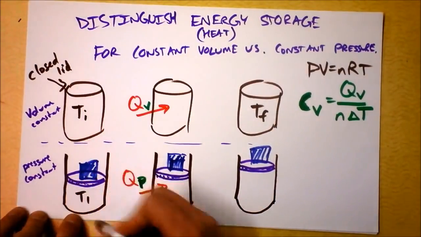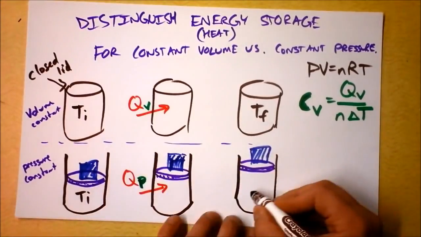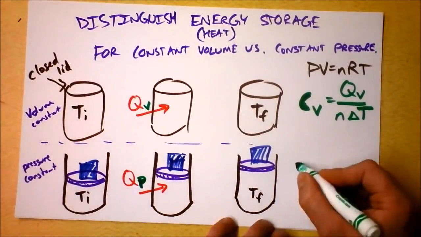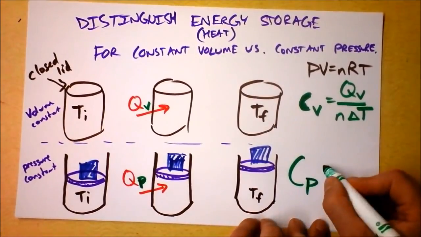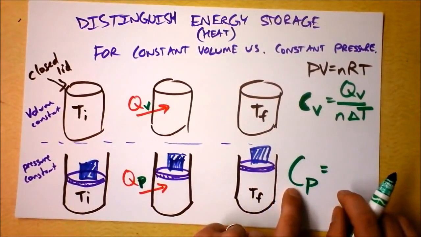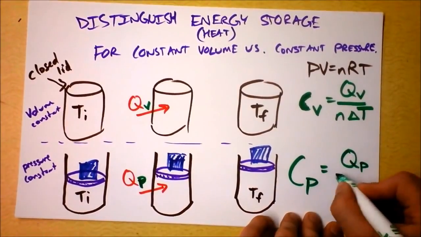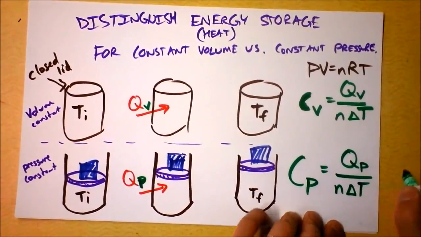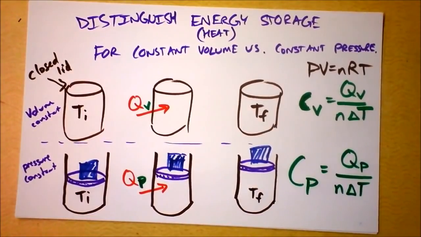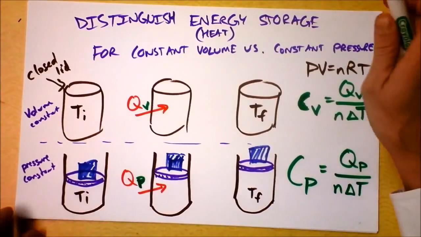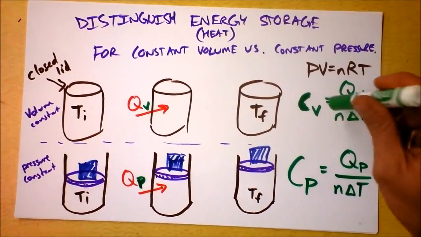There's probably also some initial temperature here and some final temperature here. And we could again define an equation for constant pressure specific heat, or molar specific heat, whatever, and we'll write that as QP divided by n delta T. And Creighton, the most important question is this: how do these two relate to each other? And in particular, which one's bigger?